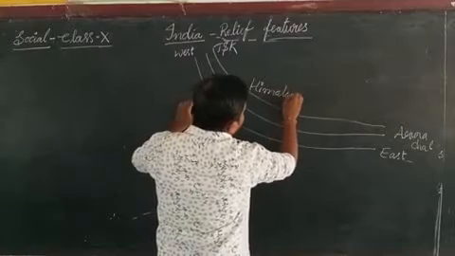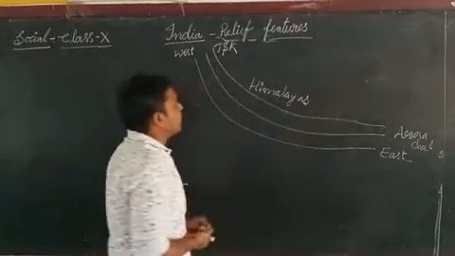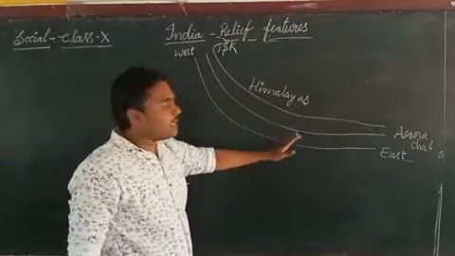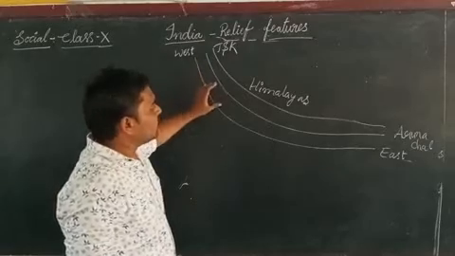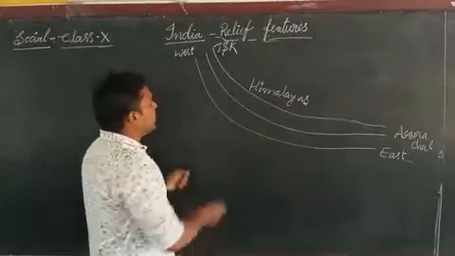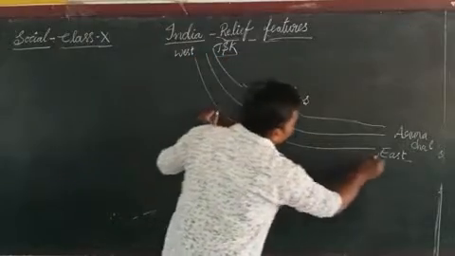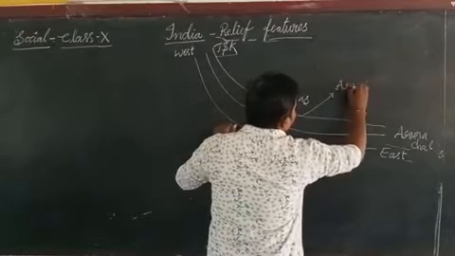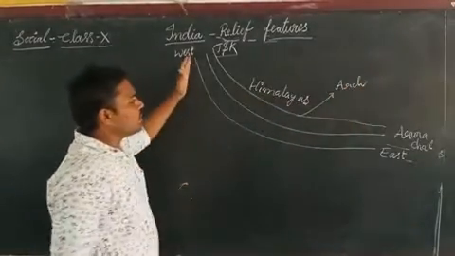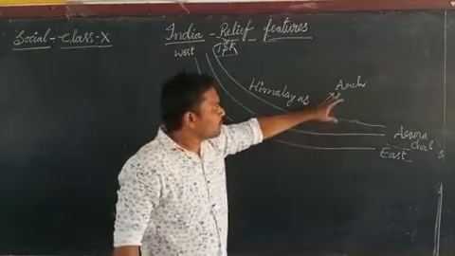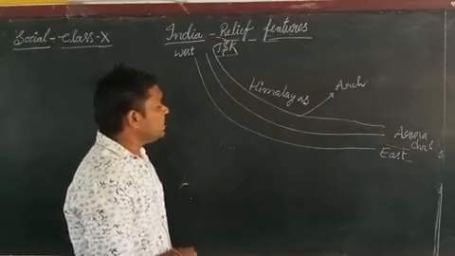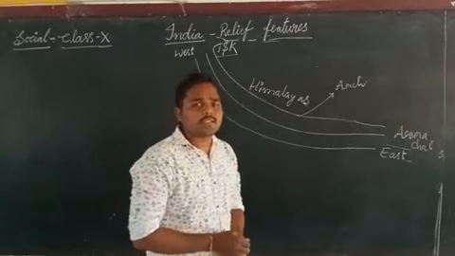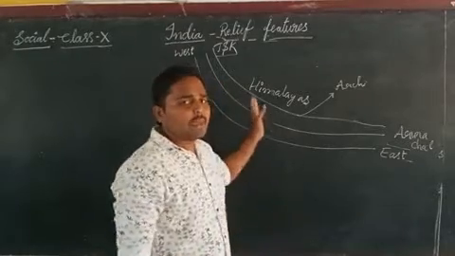The Himalayas are extended from west to east, in the northernmost part of India, in the form of an arc shape. They are extended from Jammu and Kashmir to Arunachal Pradesh. Okay. These Himalayas are comprised of 3 parallel ranges. These Himalayas are divided into 3 parallel ranges.